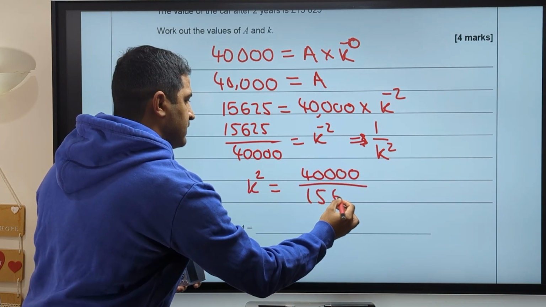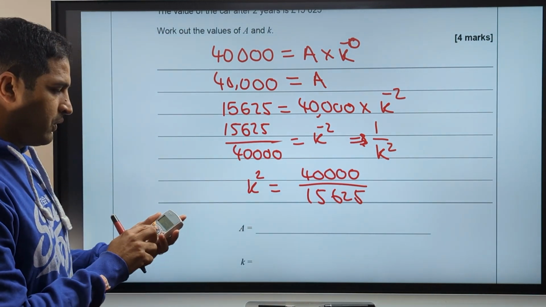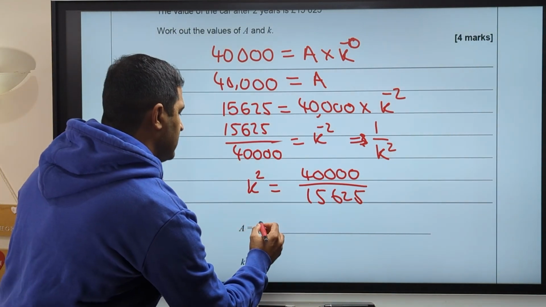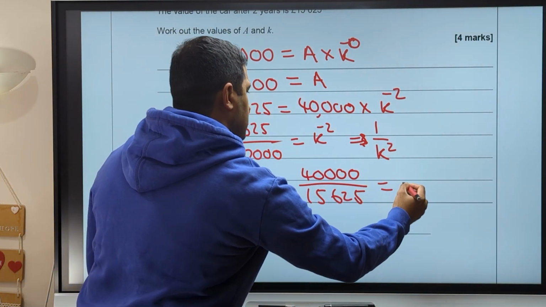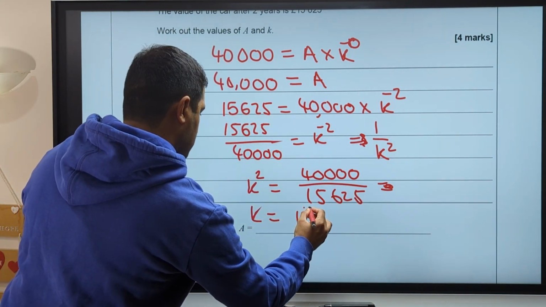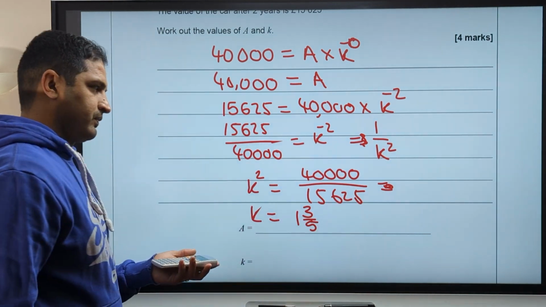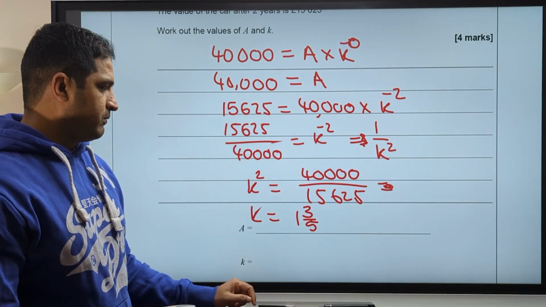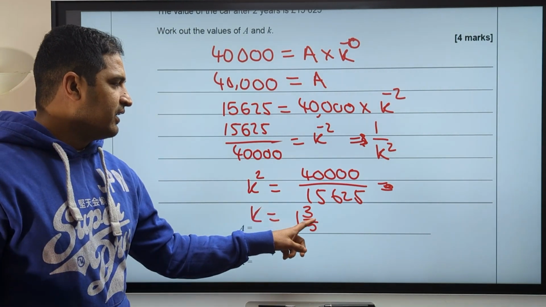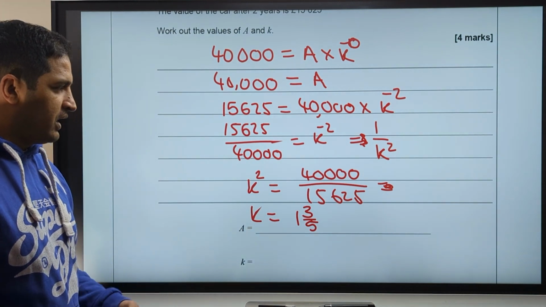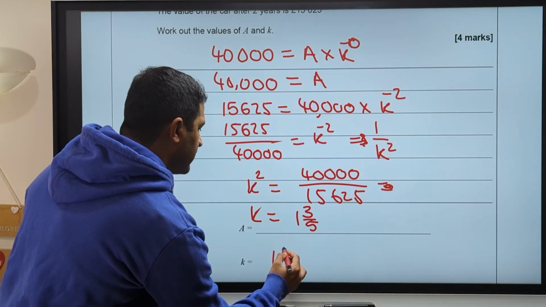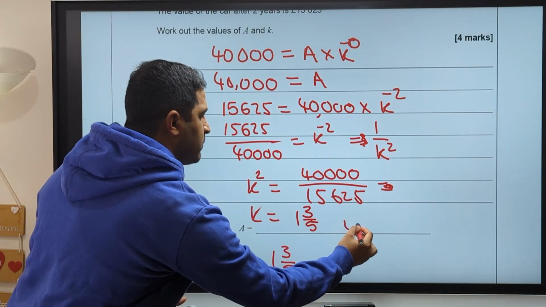over 15,625. And we need to square root that. So we get k equal to 1 whole 1 and 3/5, because you get 20 at the top and then the 5. So k value is 1 whole 1 and 3/5, and the A was 40,000.